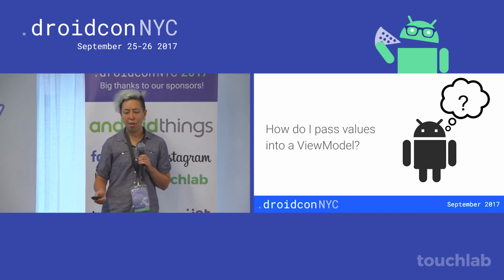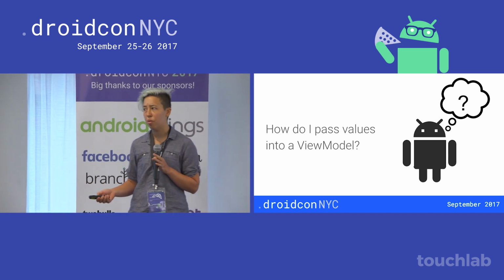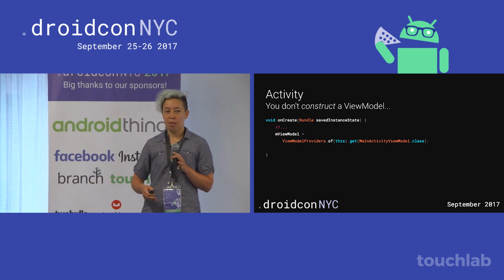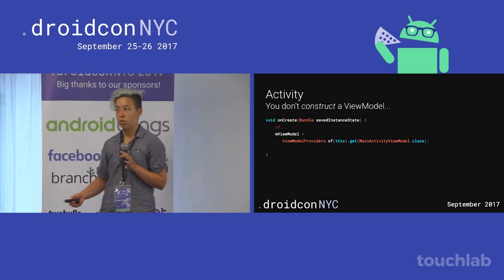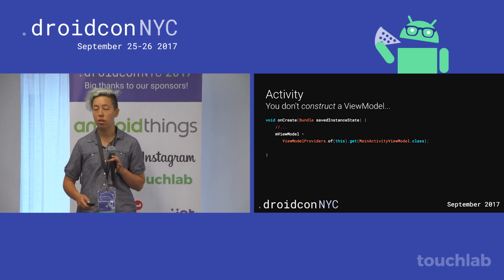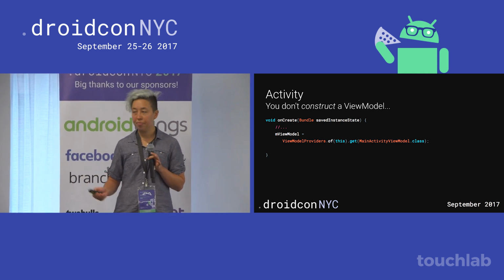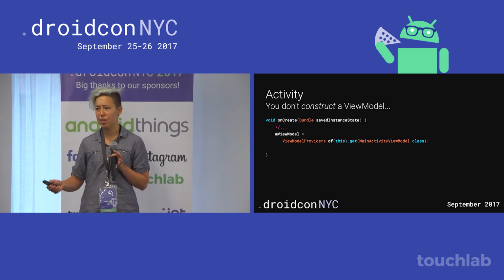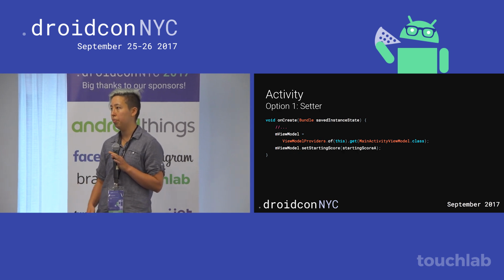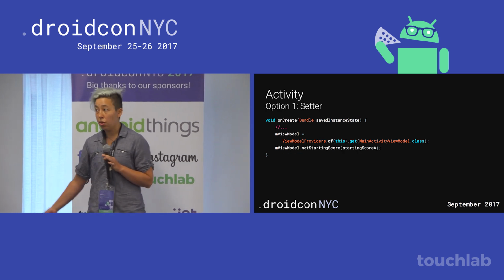Okay, so how do you actually pass values into a ViewModel? You might have noticed that you're not actually the one calling your ViewModel constructor. So you're not constructing your ViewModel. And the default constructor for a ViewModel takes in no parameters. But there might be various points when you actually want to have some parameters passed into your ViewModel. Like let's say that we have a starting score.